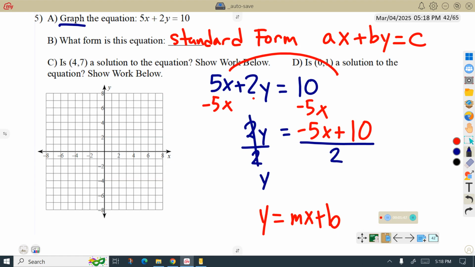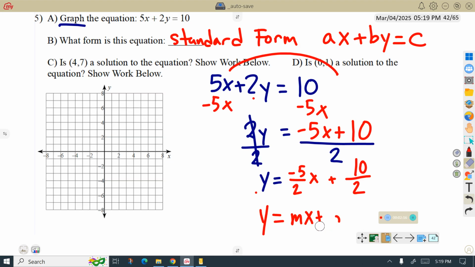So the reason why we divided by 2 is because we wanted to get the y by itself, right? The reason why we moved the 5x to the other side was all to get this situation where the y is by itself. Now I want to rewrite this as negative 5 over 2x, and then the other number that we add to it is plus 10 over 2. So notice that both of these values are over 2. Okay? So this is the way we want to do that.